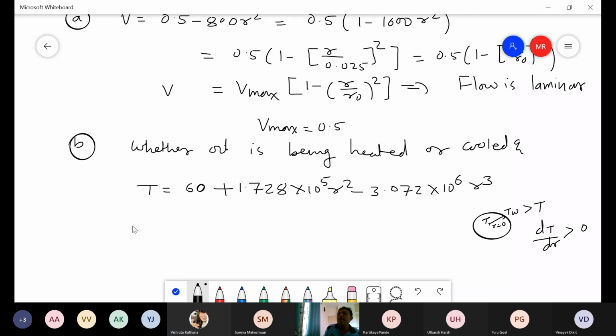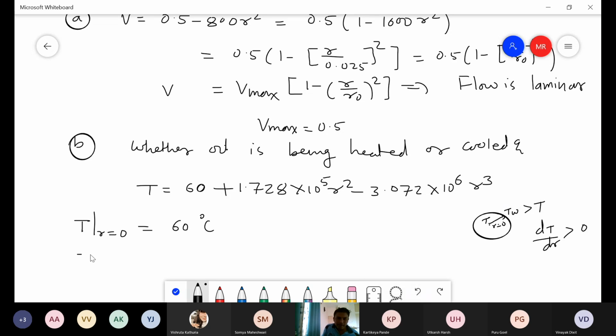Yes, we will do it in a different way. So let's find out T at r equals 0. What we get is 60 plus 1.728 into 10 raised to power 5 times r squared minus 3.072 into 10 raised to power 6 times r cubed. These two terms become 0, so I don't have to write all these things. So what you are going to get is 60 degrees Celsius, isn't it?